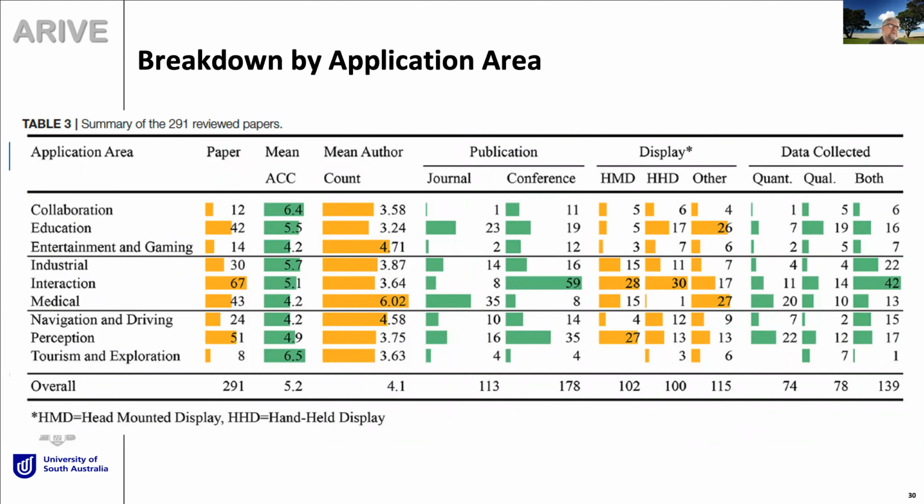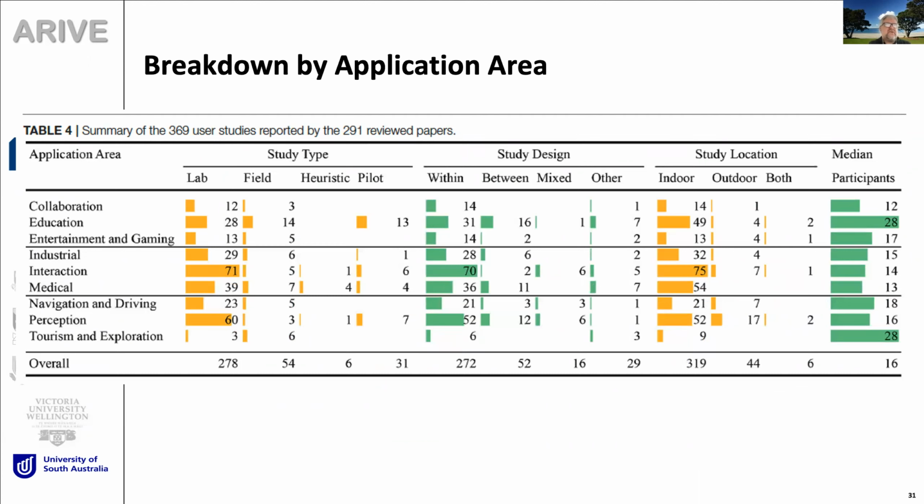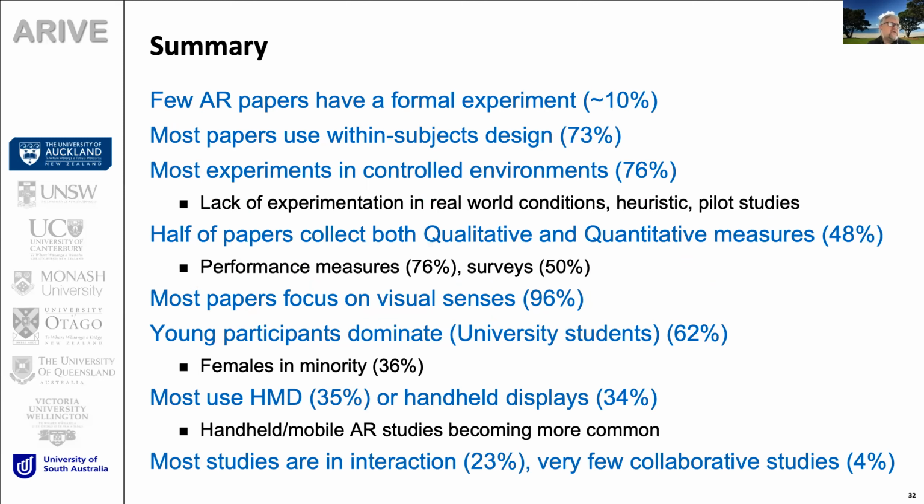But basically looking at the types of studies people do, one interesting thing is that there's a pretty even split between studies that use head-mount displays and handheld displays. It also looks at the type of locations of the studies and the mean number of people in the studies and the study design, whether it's within subjects or between subjects. But overall, we found a number of interesting things.